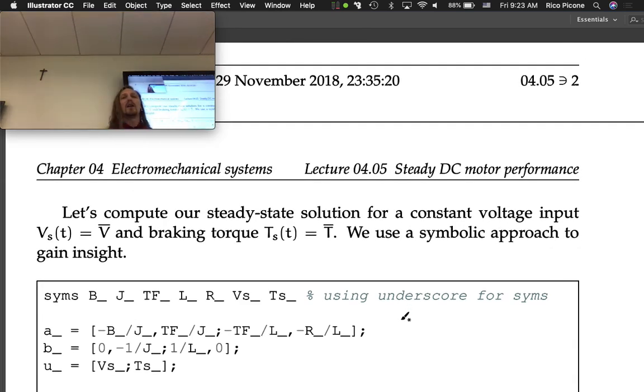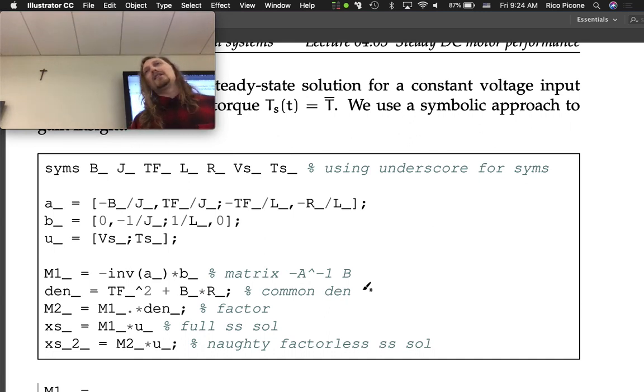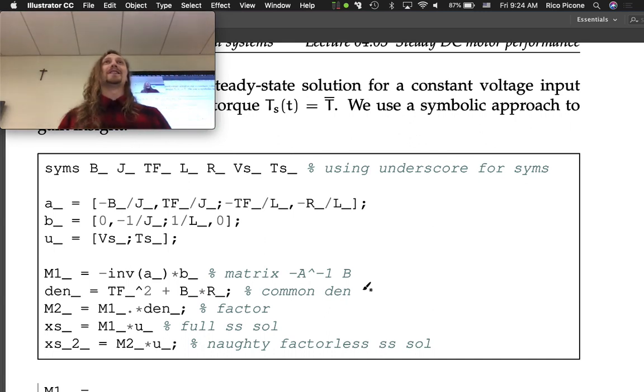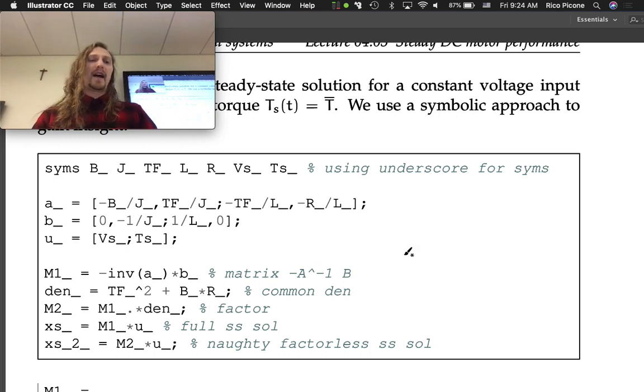So let's compute our steady state solution for a constant voltage input, V bar, and braking torque, T bar. We use a symbolic approach to gain insight. So MATLAB is not super awesome for symbolics. I actually really dislike it for symbolics. However, it does do them, so here is a little bit of that.